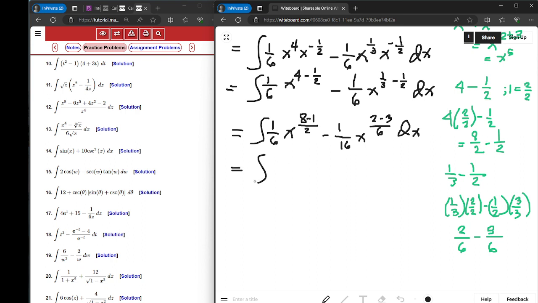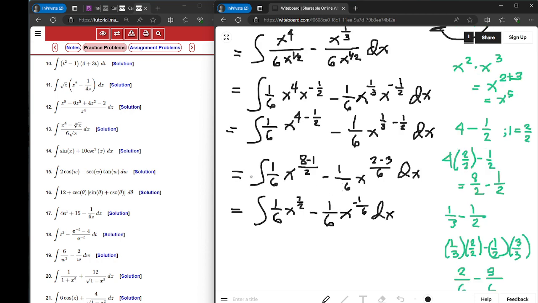Next, 1 over 6 x. So 8 minus 1 is 7 over 2 minus 1 over 6. That's 6. I wrote 16, so that's 6. 6 x, 2 minus 3 is negative 1 over 6 dx. Then we can now proceed to integration.